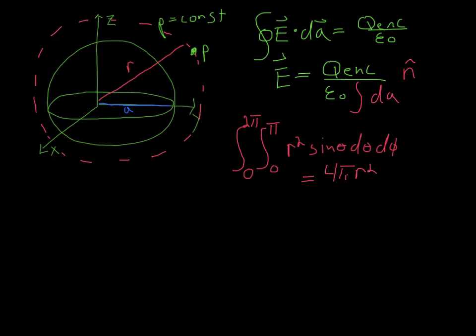We're almost there. We already said that we can write n hat in this case as r hat. So maybe we'll write that down here: n hat is equal to r hat. We had to know that in a sense before we even started the problem. And now let's finally find Q enclosed.